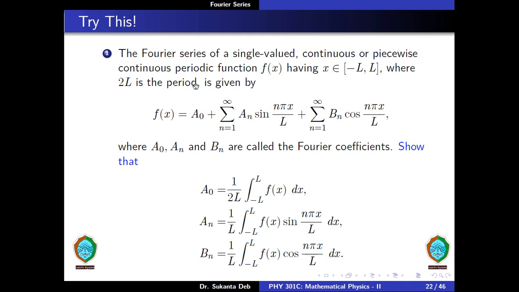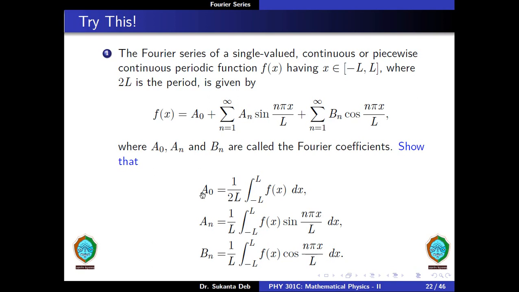The question says that the Fourier series of a single valued continuous or piecewise continuous static function f of x, having x lying in the range minus L to L, where twice L is the period, is given by f of x is equal to a naught plus the summation over n equals 1 to infinity of an sin of n pi x by L plus the summation over n equals 1 to infinity of bn cos of n pi x by L, where a naught, an and bn are called the Fourier coefficients.